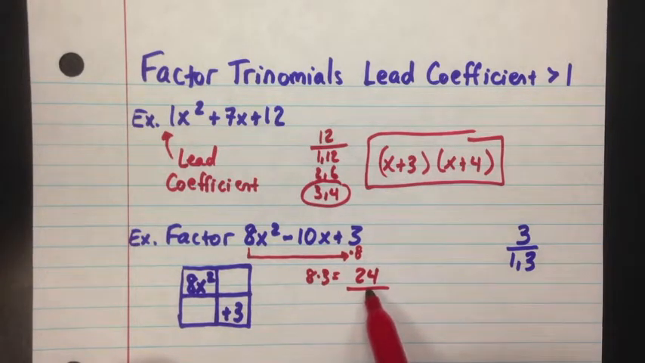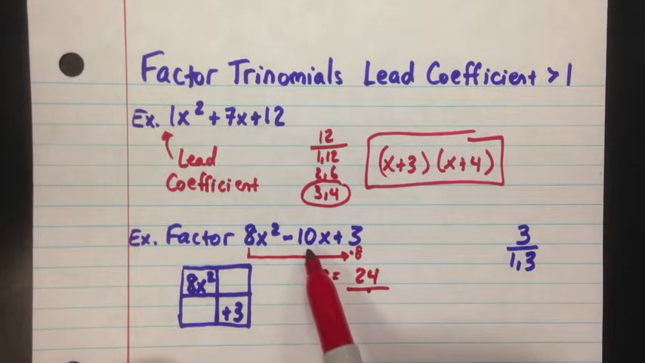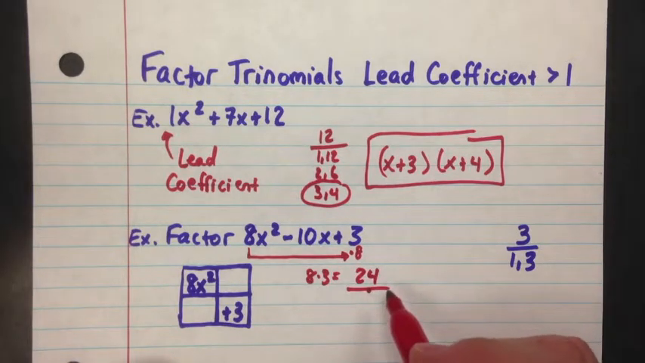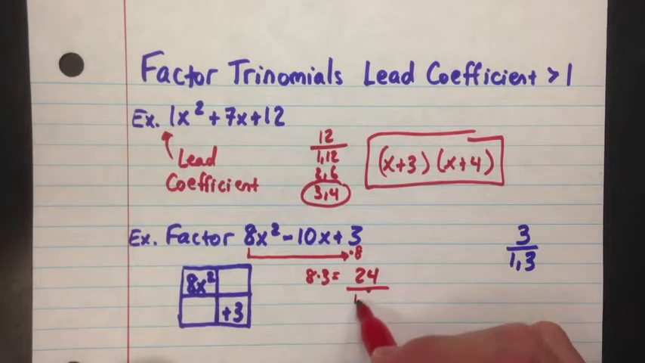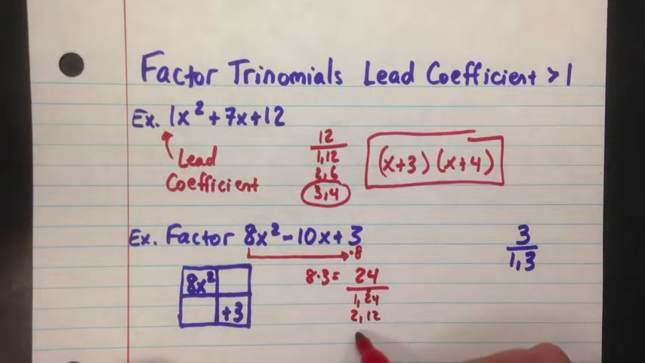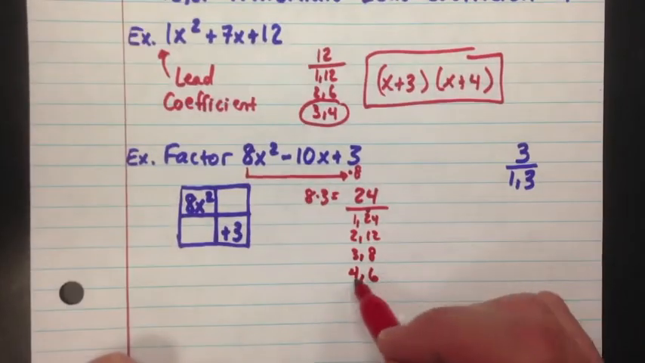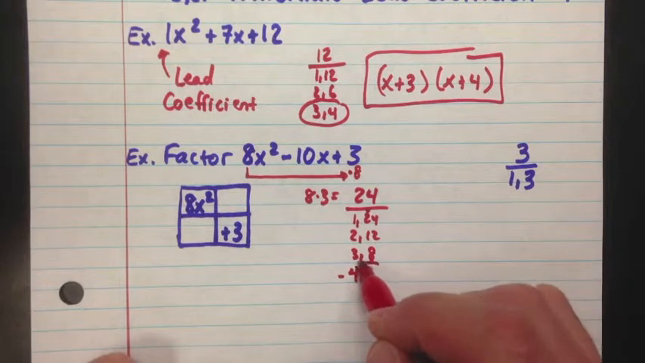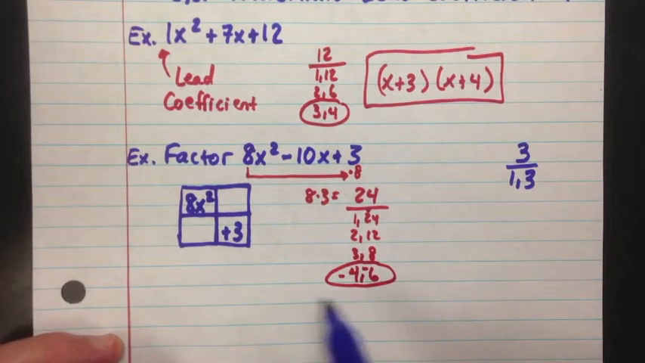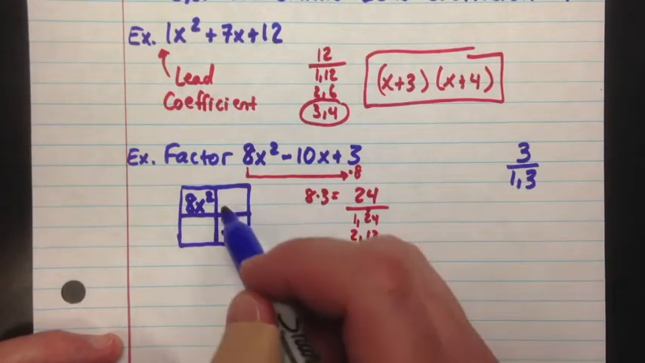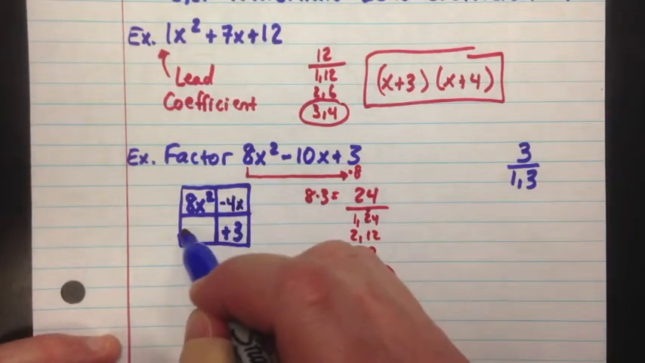Now we're looking for factors of 24 that add up to negative 10. They both have to be the same sign, plus plus, or in this case minus minus. So 1 and 24, no. 2 and 12, no. 3 and 8, no. 4 and 6, 4 plus 6 is 10. So that means that negative 4 plus negative 6 is negative 10. That's what I want. So in my box, I'm going to put negative 4x and negative 6x.